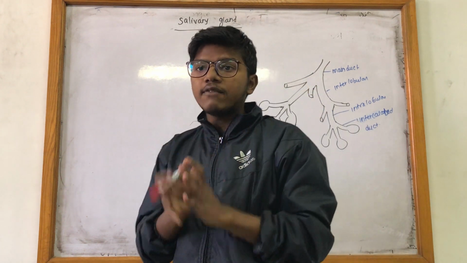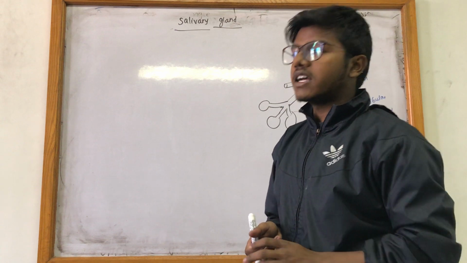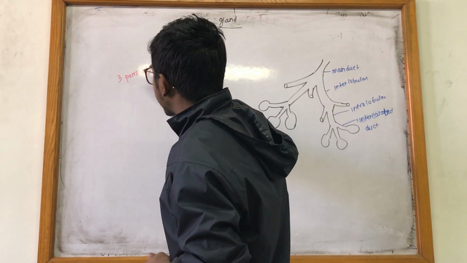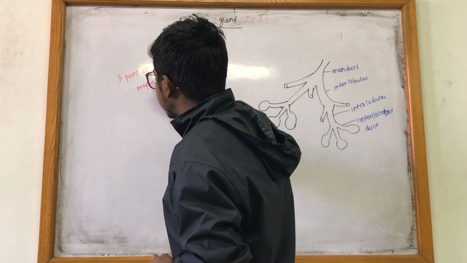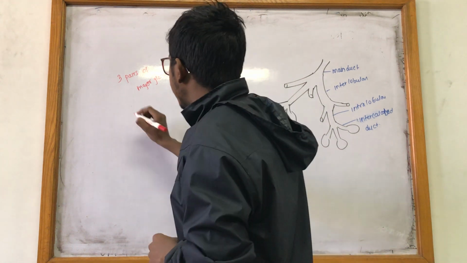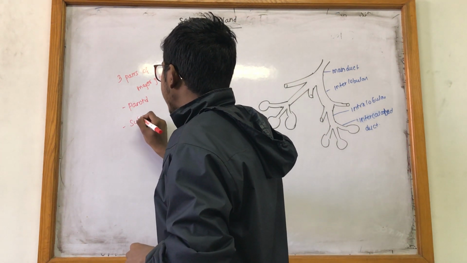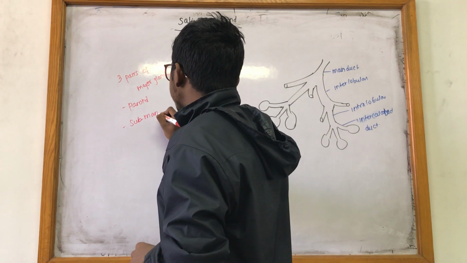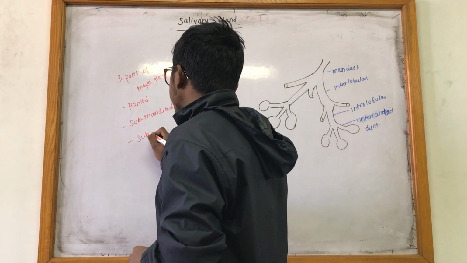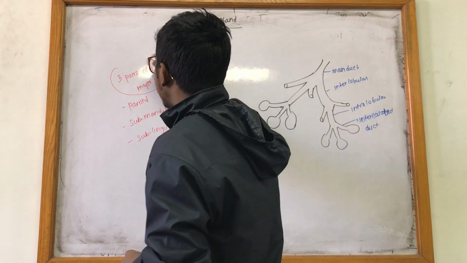The topic we'll be discussing today is the physiological anatomy and some of the secretions of the salivary glands. There are three pairs of major salivary glands, and these are well known to us: parotid, submaxillary or submandibular, and sublingual. These are the major three pairs of salivary glands.